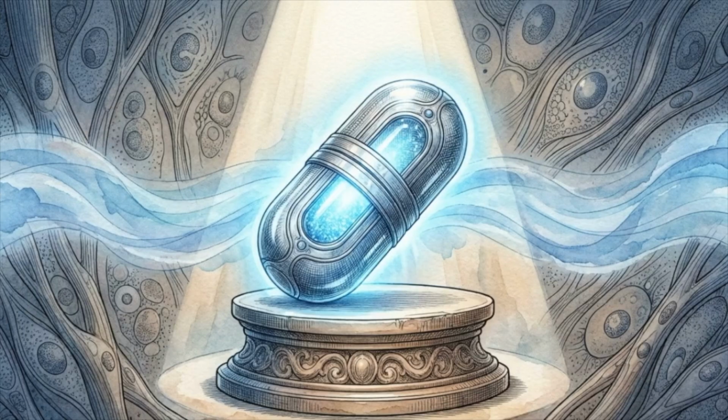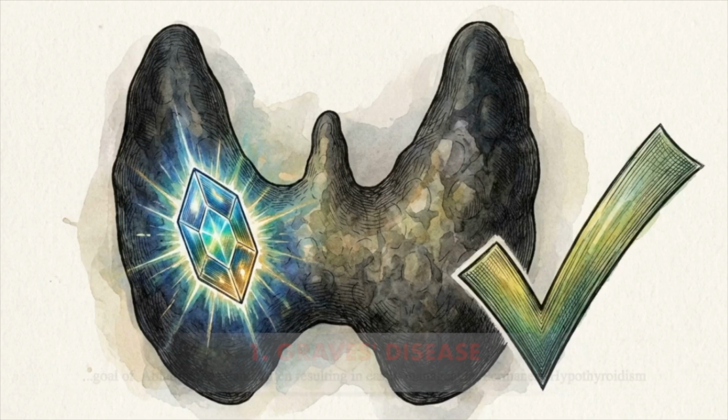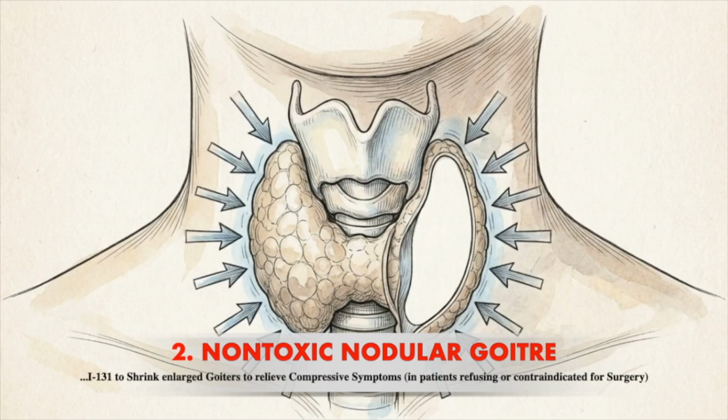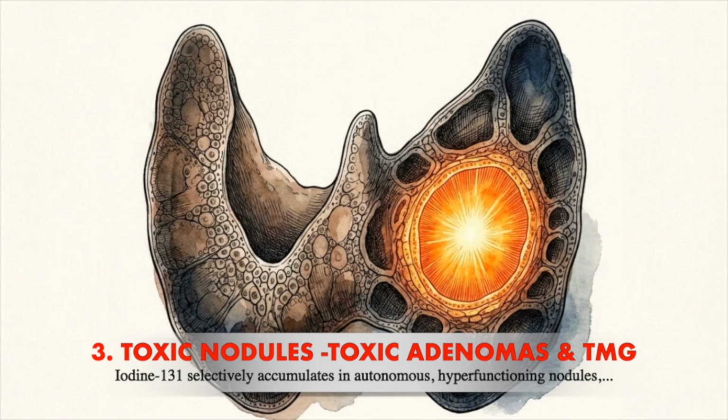For the definitive treatment of hyperthyroidism, iodine-131 is the cornerstone. In Graves' disease, the objective is gland ablation, resulting in manageable, permanent hypothyroidism. For non-toxic nodular goiters, iodine-131 can be used to shrink tissue and relieve compressive symptoms in patients who cannot undergo surgery. The mechanics are highly selective in toxic nodules. Iodine-131 accumulates in autonomous tissue, while suppressed normal tissue absorbs minimal radiation and can regain function later.